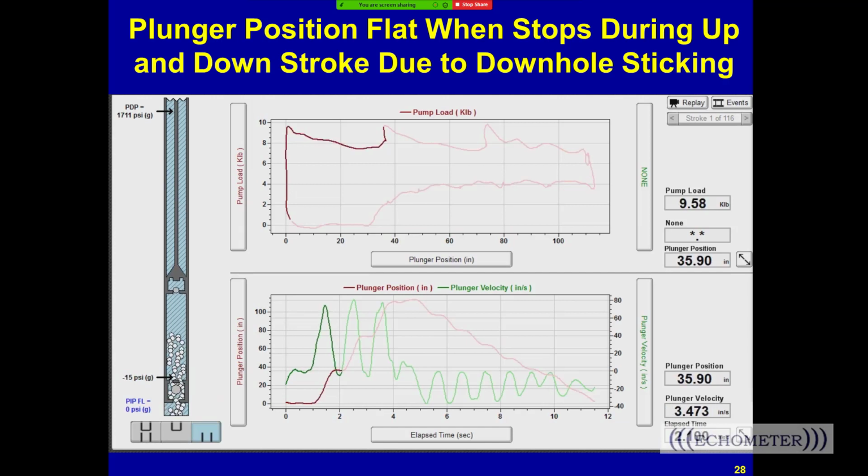And now we're on the upstroke, it stops, stops. Those are sticking points, and now in the downstroke it stops.